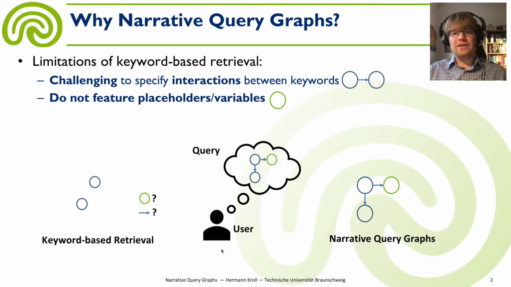So the main idea is that if a user has this information in his mind, then keyword-based retrieval leaves some questions open, like, how can I formulate a placeholder? Is it possible, or should I leave the keyword out? And how can I describe the relation? And that's why we propose narrative query graphs, so that he can directly specify the entities he's looking for and how they should interact with each other. And especially if you want to use variables, he can do it in this way.